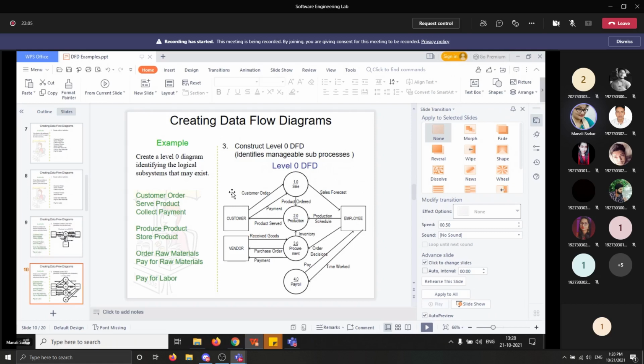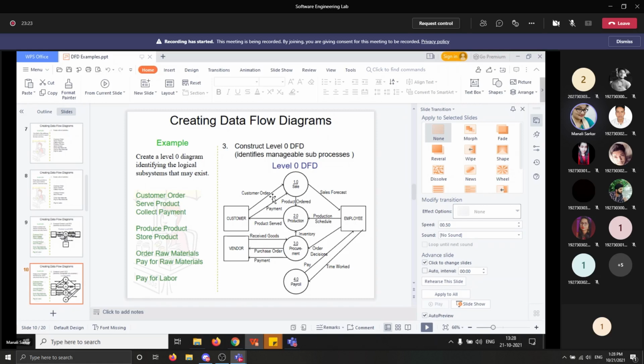Next is the next level. Here we are creating a level 0 diagram, identifying the logical subsystems that may exist. So, this is a level 0 diagram. Here, see what is happening.